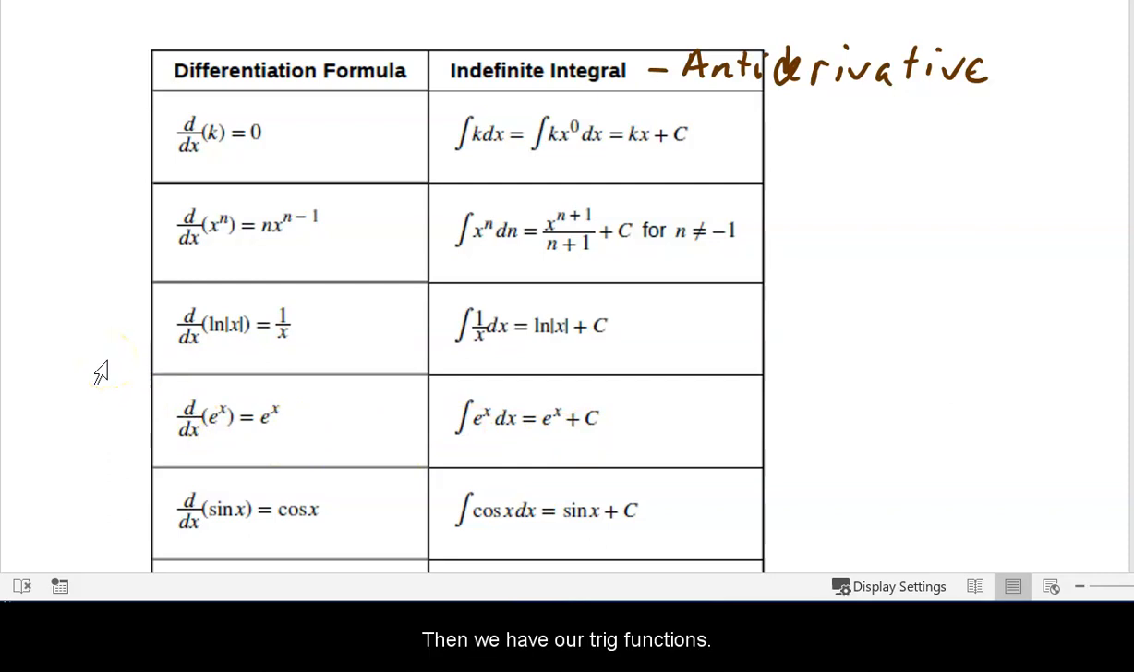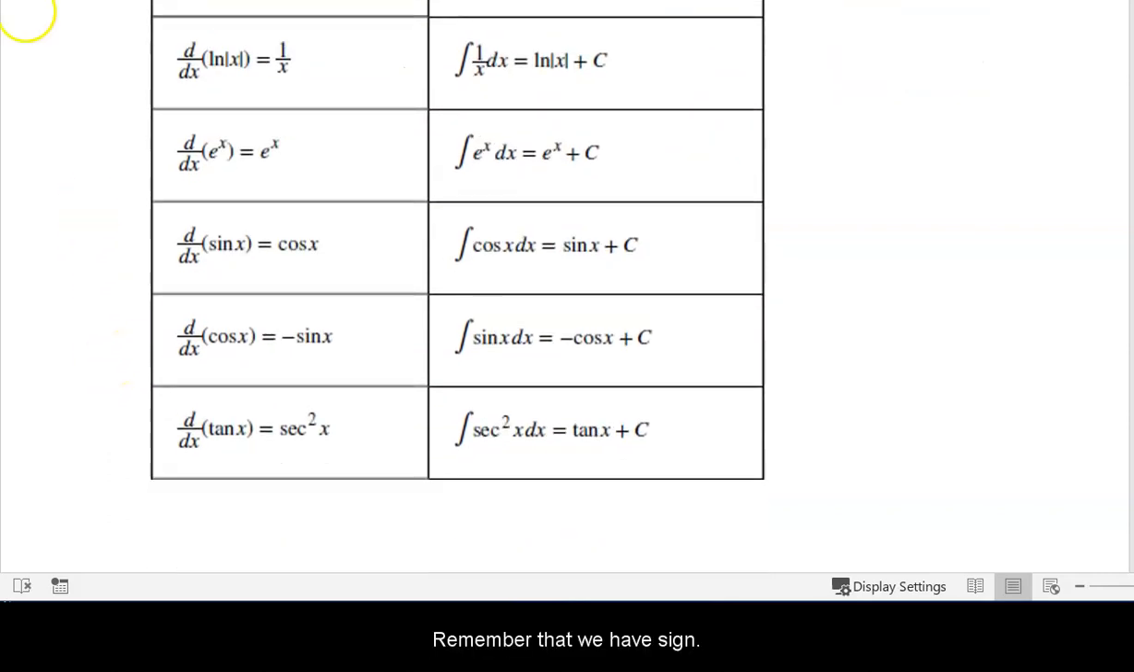Then we have our trig functions. Remember that we have sine, cosine, and tangent. These are the three that most students begin with when they learn trig. The derivative of sine is cosine, which means the antiderivative of cosine is sine. In other words, what do I take the derivative of to get cosine? Sine. What do I take the derivative of to get sine?